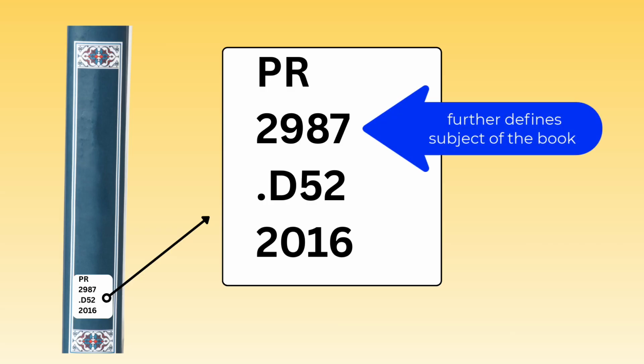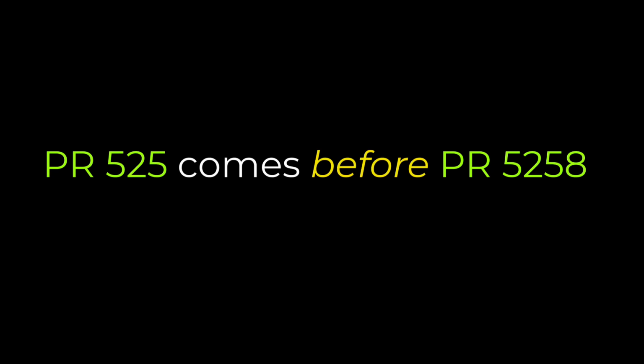The second line is a whole number that further defines the subject of the book. Unlike the rest of the call number, these are read as simple integers. This means PR525 will always come before PR5258 on the shelf.